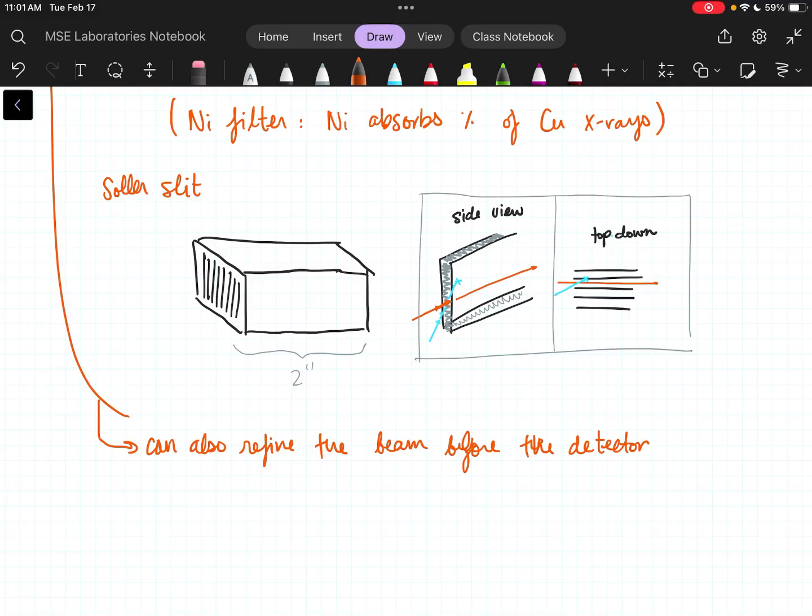Good. Soller slits. Coming back to where I had been previously, all of these things can also refine the beam after the sample but before the detector. Everything that has diffracted, we call the diffracted beam.